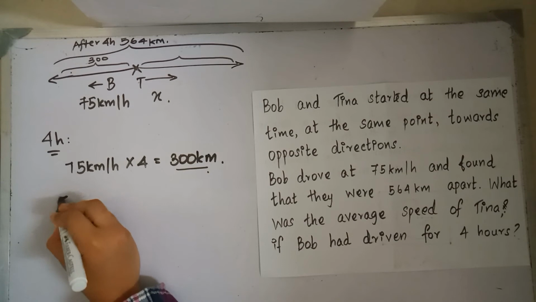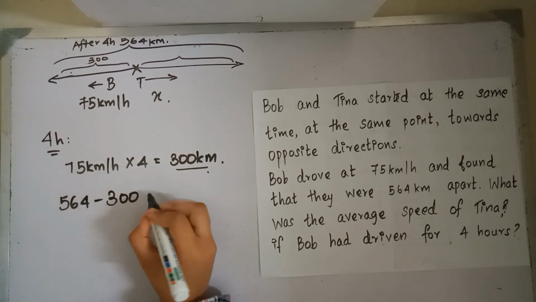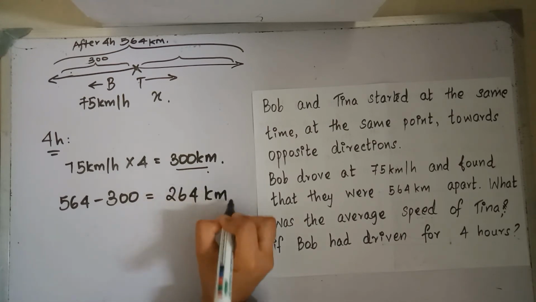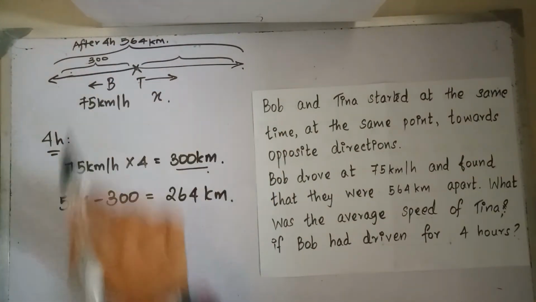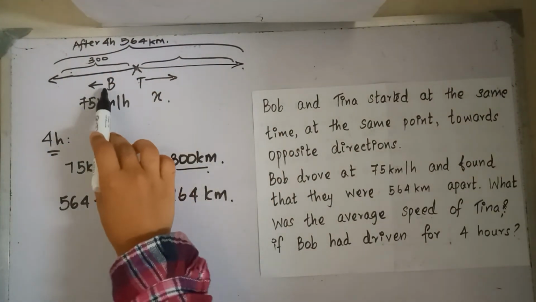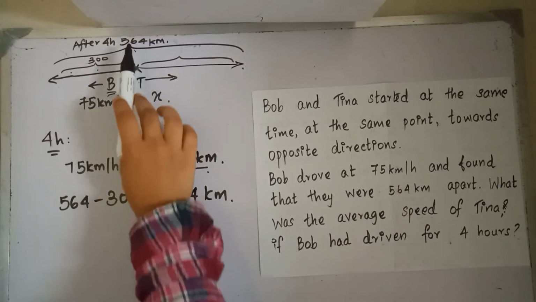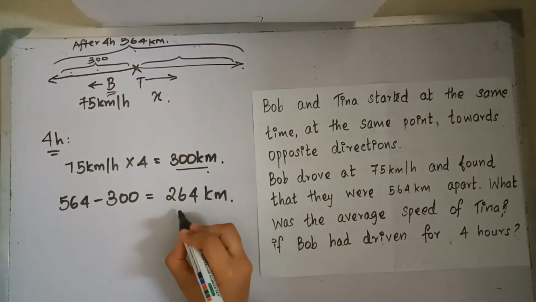Tina would have traveled 564 minus 300, 264 kilometers. Why? Because the total distance of separation between them is 564 kilometers. So if Bob contributes 300 kilometers, the rest of the distance would have been due to Tina traveling in this direction. So Tina has traveled this much.